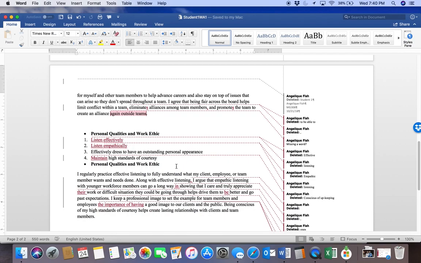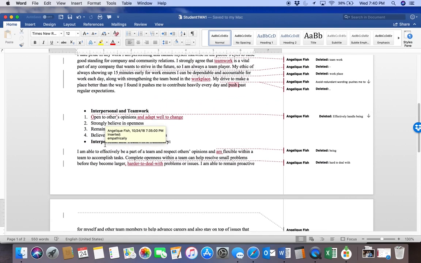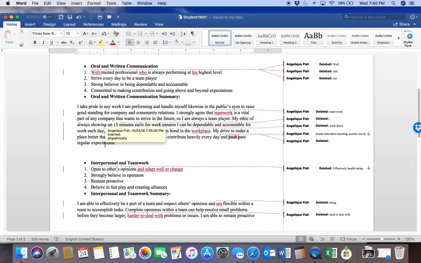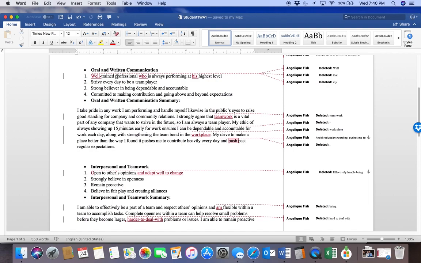Also, just making sure that the lists are in parallel format, and that you're not just regurgitating like, oh, I'm a team player, that you're actually giving examples when you're summarizing how you use or demonstrate these attributes.